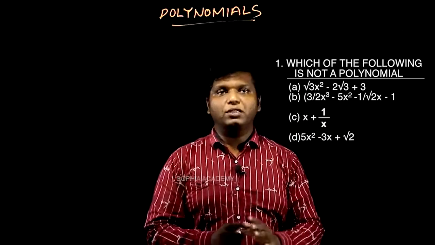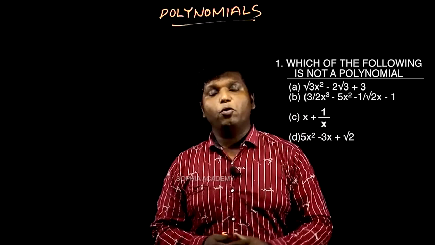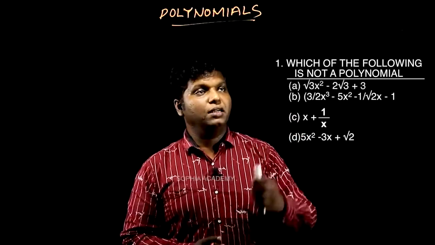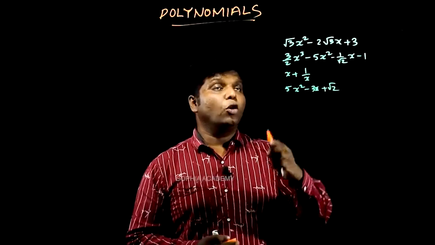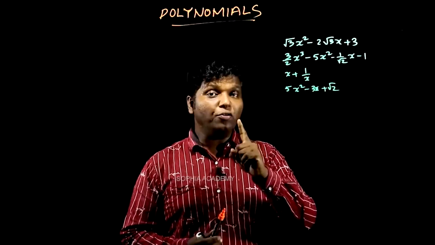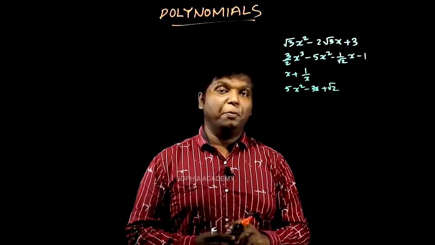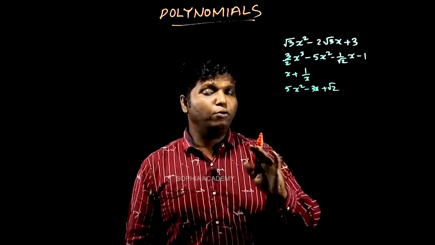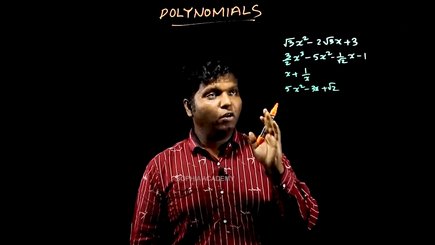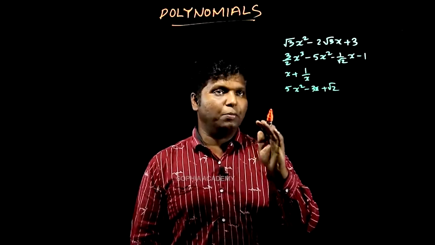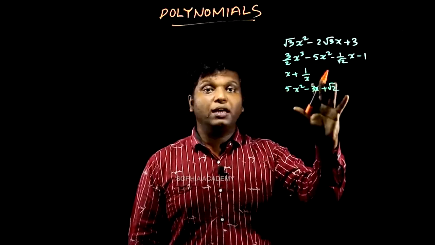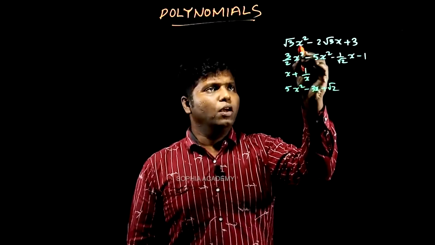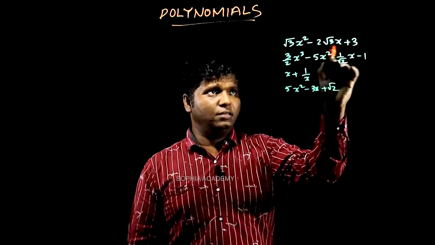Now let us take this question. There are 4 options given here, and one of them is not a polynomial. So which is that one? To understand this very fast, you have to check only the variable part. Don't focus on the constant part. There is nothing to check on the numerical part, the numbers part. Just check the variable part. So let us check one by one. From the first one, x square, here it is x, that's over.